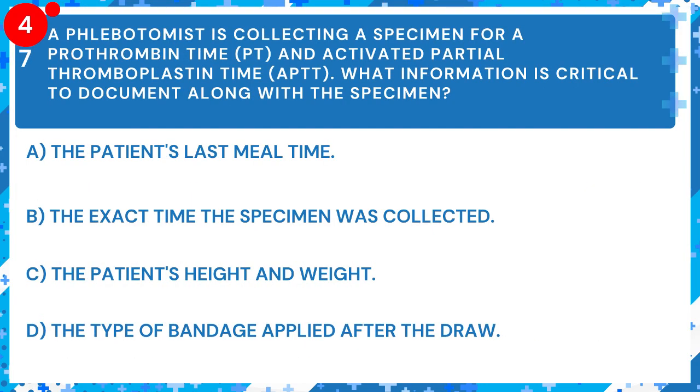Question 47. A phlebotomist is collecting a specimen for a prothrombin time, PT, and activated partial thromboplastin time, APTT. What information is critical to document along with the specimen? A. The patient's last meal time. B. The exact time the specimen was collected. C. The patient's height and weight. D. The type of bandage applied after the draw.